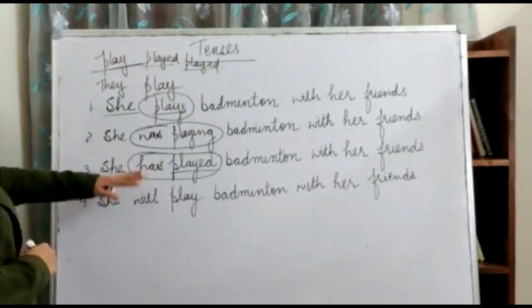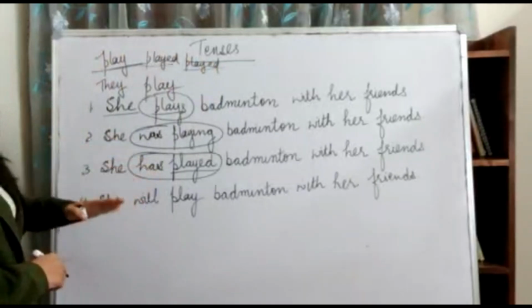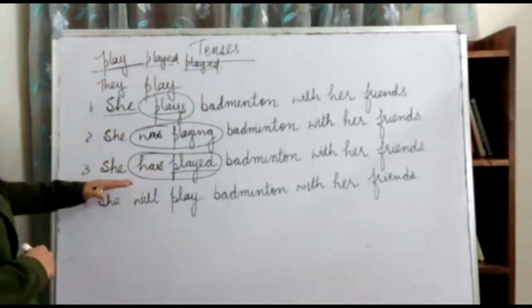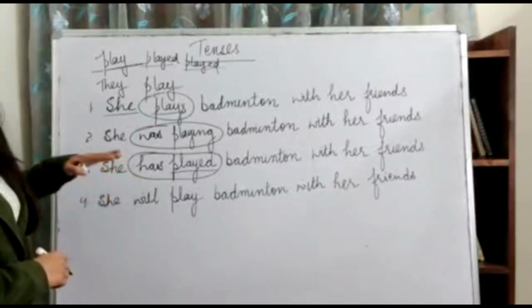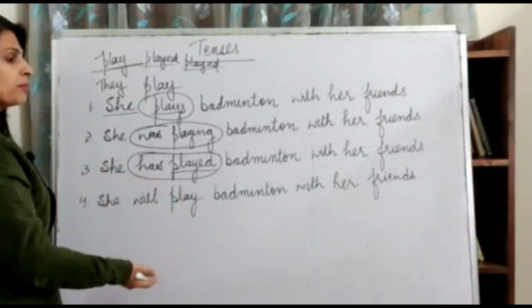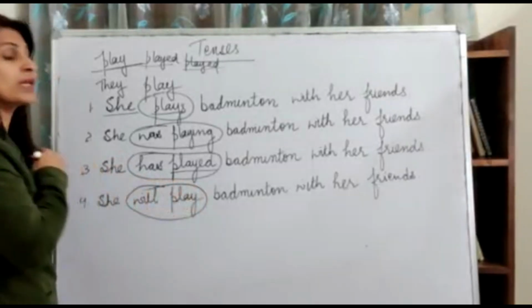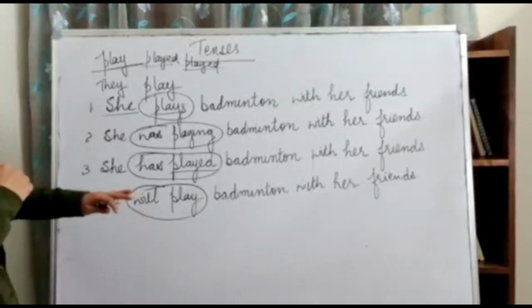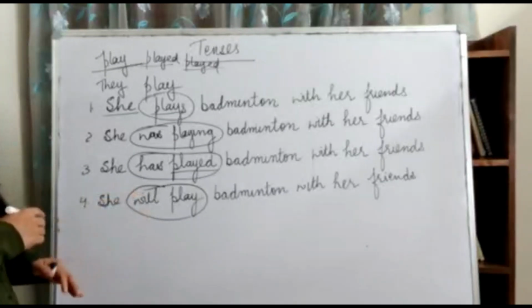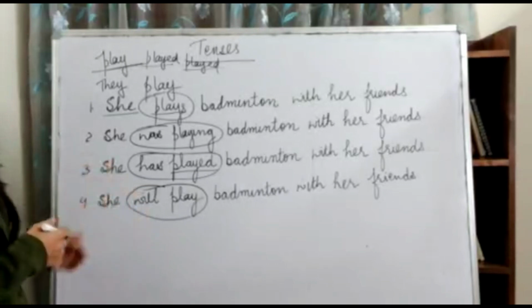We use this verb with has or have. This verb shows that the action is completed. So this is the present perfect tense here. The next is, she will play badminton with her friends. Here the verb is will play. And here this verb shows that the action will happen in future. So it shows the simple future tense.